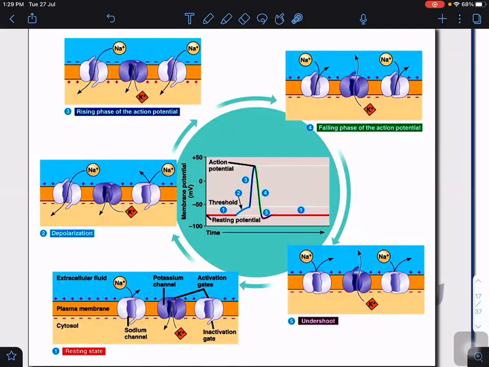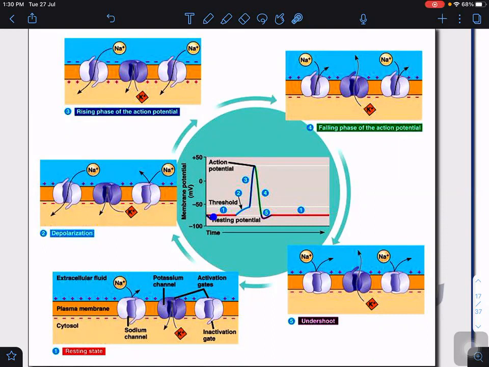So first, we maintain a resting potential. Phase number one, resting potential. During resting potential, you can see that the voltage gated sodium ion channel and the voltage gated potassium ion channel are closed. So sodium ion cannot move in, potassium ion cannot move out.